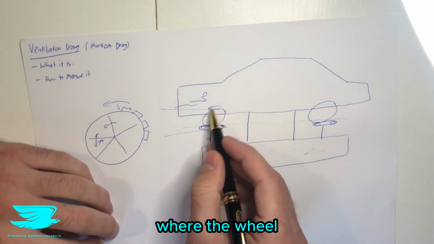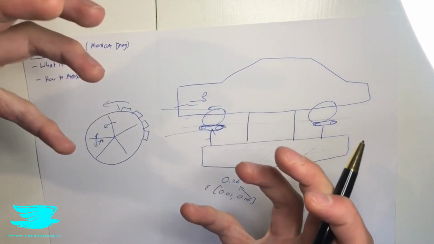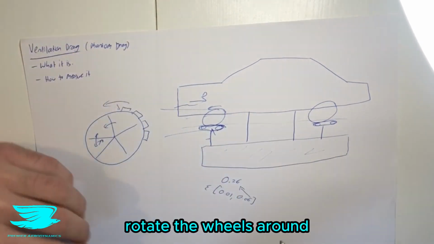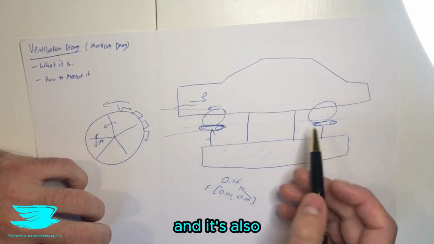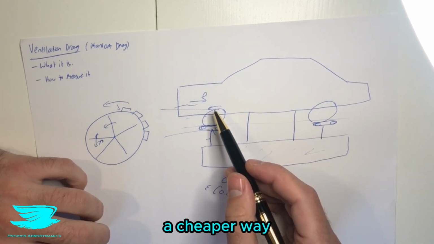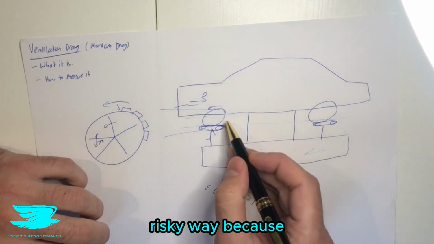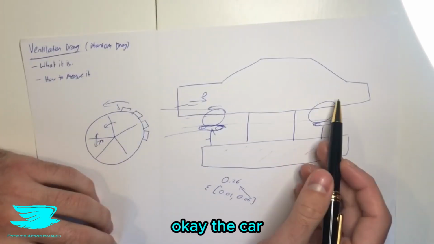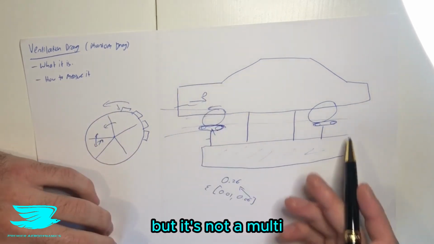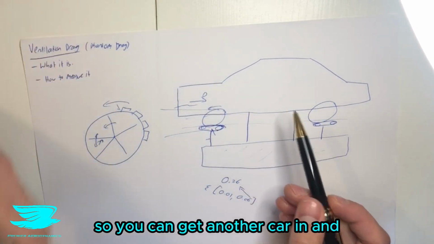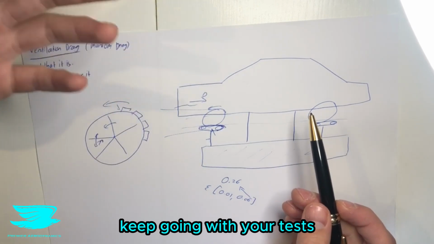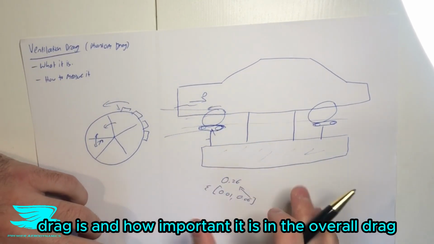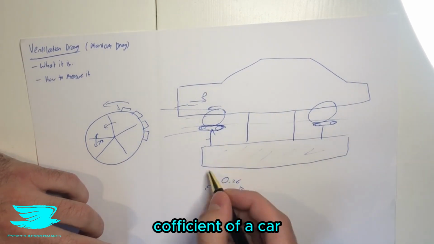Alternatively, where the wheel meets the axle, we can decouple that and put a torque meter in there to see how much torque is required to rotate the wheels around. That's a good way as well, and it's also a cheaper way effectively and a less risky way, because if you screw it up and the car gets screwed up somehow, okay, the car might be $50,000, $100,000, but it's not a multi-million-dollar system, and you have lots of different cars, so you can get another car in and keep going with your tests. So that's not as big a deal. So that is what ventilation drag is and how important it is in the overall drag coefficient of a car.